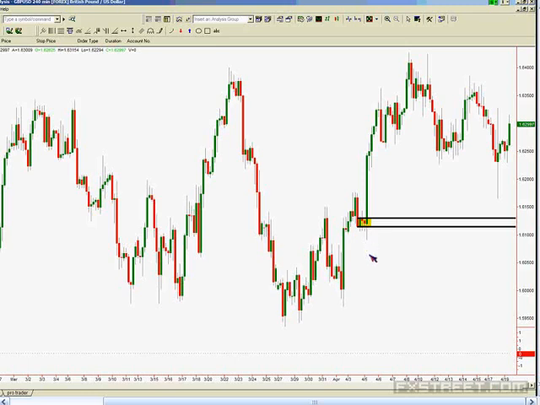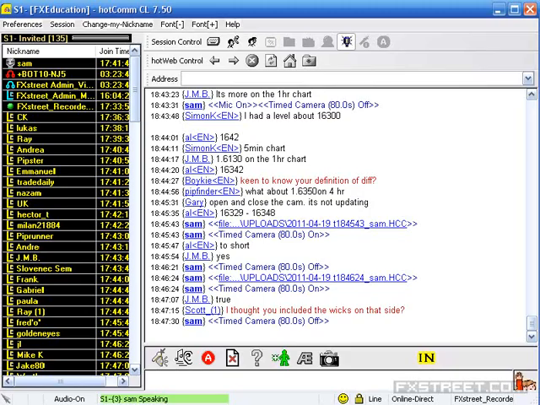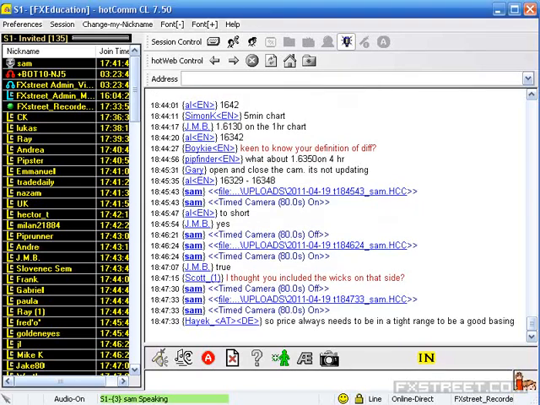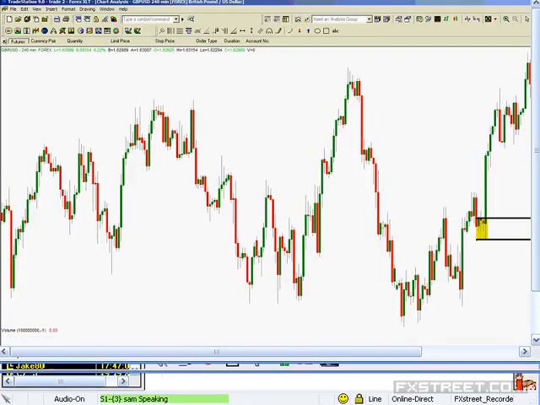Scott, you're making a good point. So what if we include the wick? Well, we could include the wick, but now that stop is probably a lot bigger than we're looking for. You know what I mean? You're right, you would do that. It's exactly what you do, but we wouldn't take the trade anymore. You know what I mean?